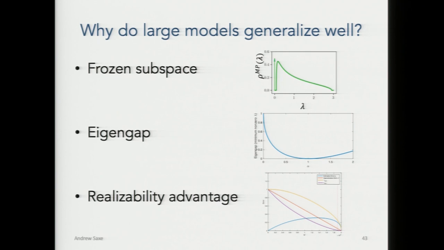The second phenomenon was this eigengap. It's the fact that in the high-dimensional regime, the smallest eigenvalue is well separated from zero either way you go away from alpha equals one. So the catastrophe really occurs only when the number of examples is just barely matched to the number of parameters. When you can just barely squeeze everything in, you're fully sensitive to any noise in your data set. And then the third aspect I've talked about is this realizability advantage, which is kind of counterintuitive, but it's actually easier to estimate models if you know that the true model you're looking for is in your model class. So it's another benefit of having a really large model if you can get into the realizable regime.